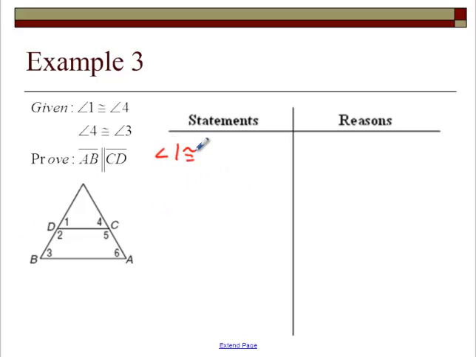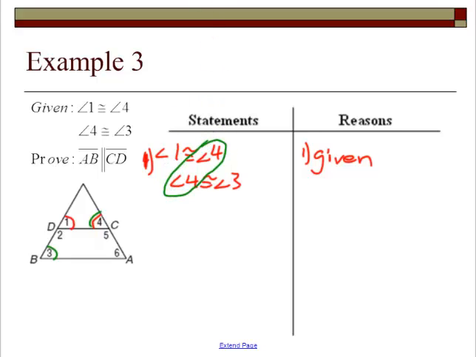So we know angle 1 is congruent to angle 4, and we know angle 4 is congruent to angle 3. My final goal is to prove that the two lines are parallel. So 1's congruent to 4. And we also know separately 4 is congruent to 3. That's following a chain. That's transitive property. That's something that we looked at earlier. Since those match, I'm going to write angle 1 congruent to angle 3 because of transitive property.